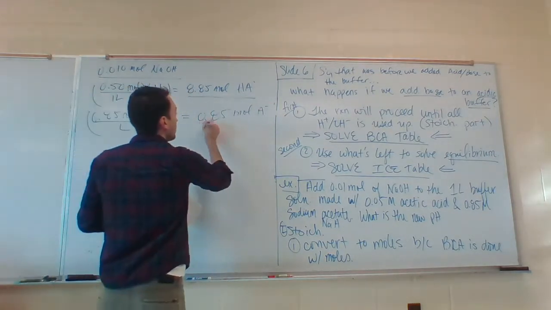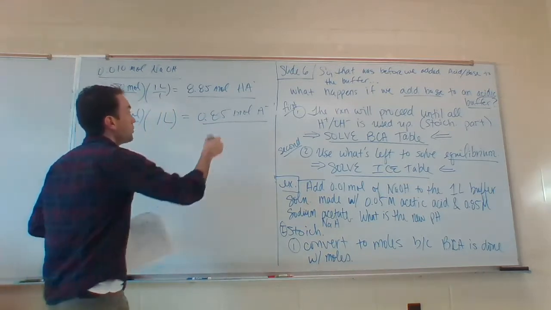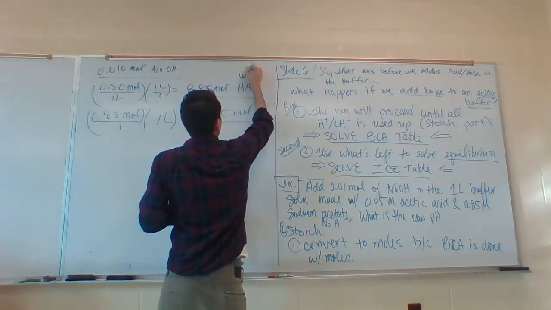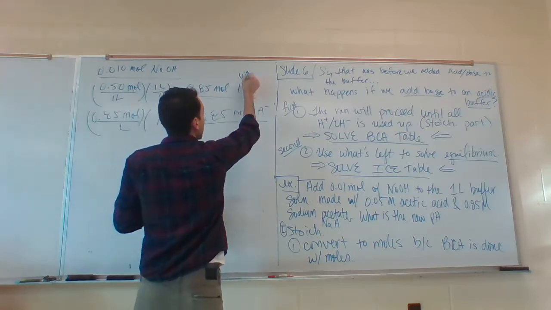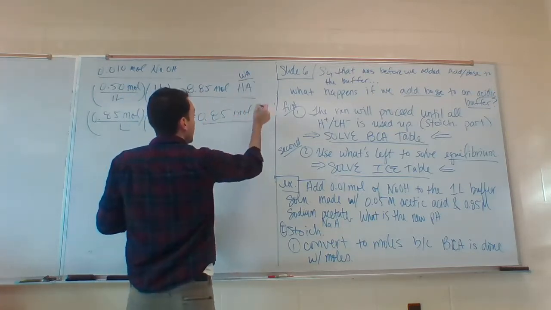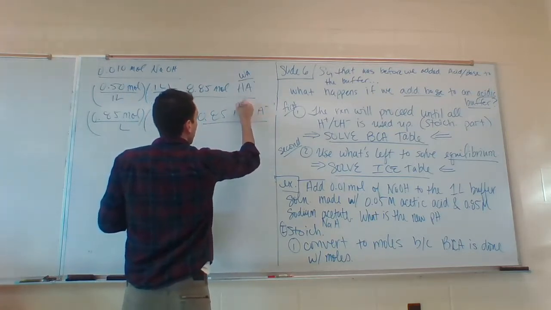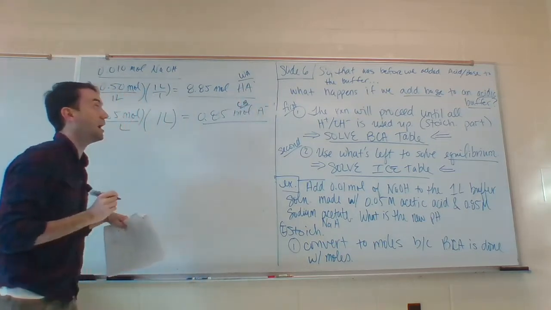Again, when we make a buffer solution, we need to have either a weak acid or base, and its conjugate. So in this case, this is the weak acid, and the sodium acetate is our conjugate base ion.